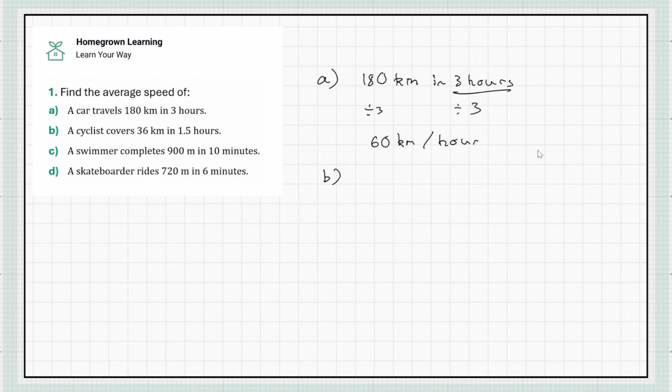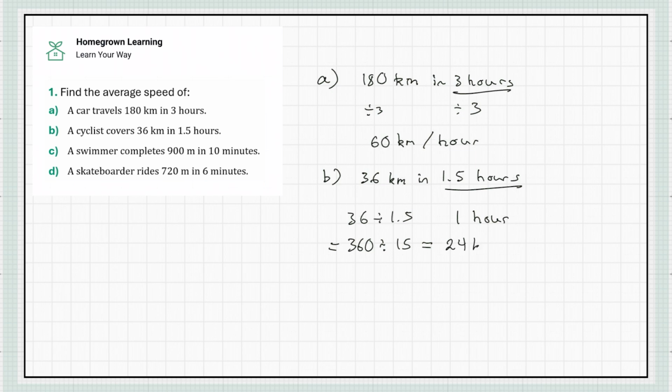A cyclist covers 36 kilometers in 1.5 hours. So 36 kilometers in 1.5 hours. Again, divide both sides by this quantity. So 1.5 divided by 1.5 is going to be 1 hour. And 36 divided by 1.5 is usually easier if I just times both sides by 10 and do 360 divided by 15. Alright, so 360 divided by 15 is just going to be 24.